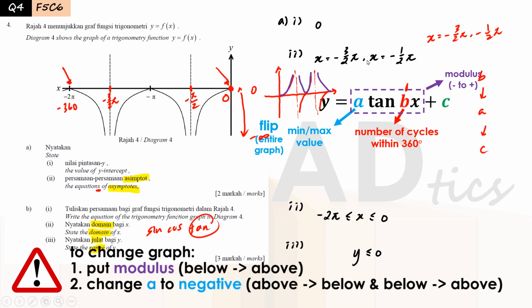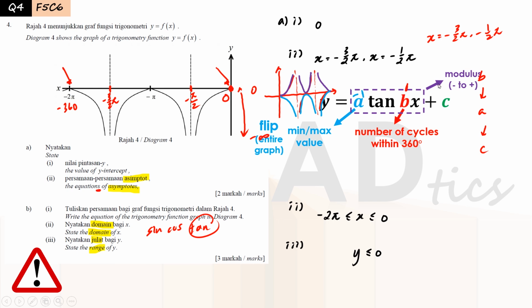Now, to move it to below, which is something like this, we can use the value of a, changing it from positive to negative, because things above the x-axis will go below. So the graph would be something like this already. The blue part is actually the same as the one here. So this means the value of a here would be negative 1.